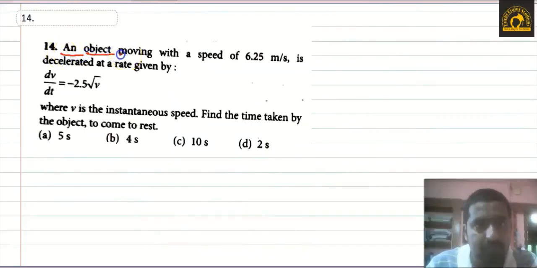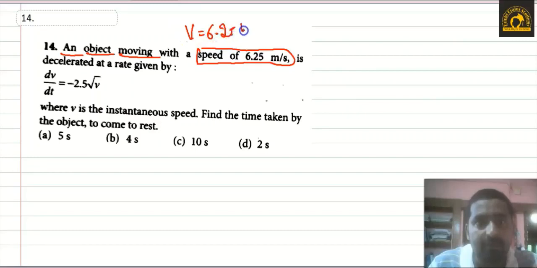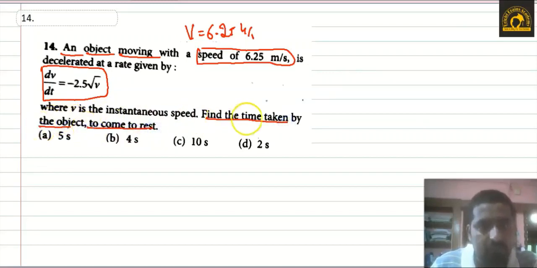So an object is moving with the speed of 6.25 meter per second. The acceleration is given by this expression. The question asked is: find the time taken by the object to come to rest. What is the time taken to come to rest from a speed of 6.25 meter per second?